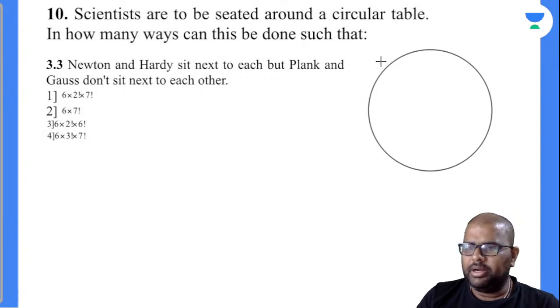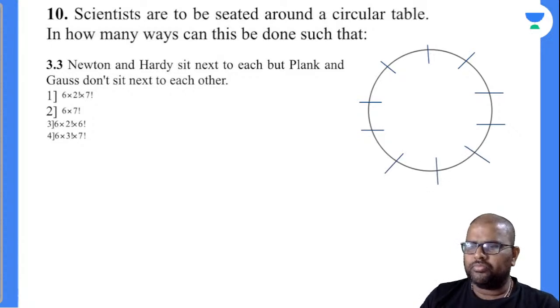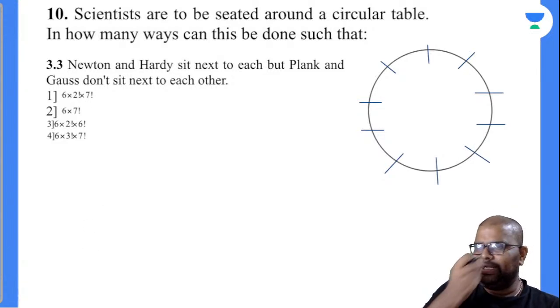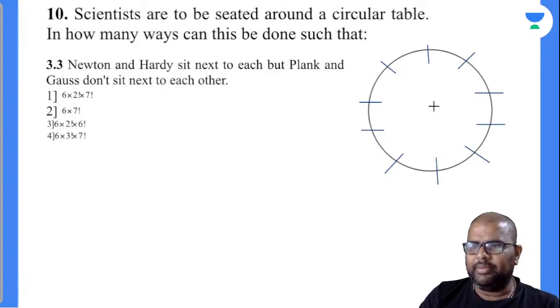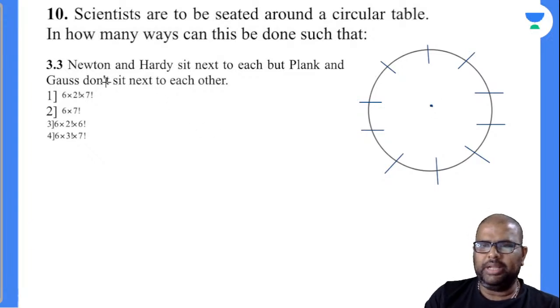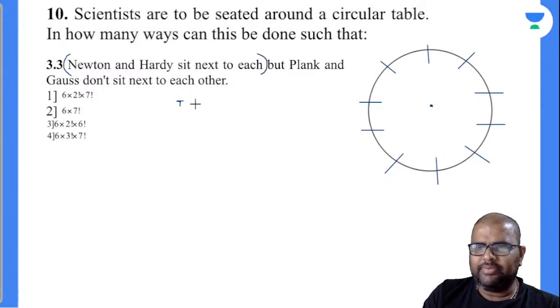So this is the circular table. Scientists are to be seated around a circular table. In how many ways can this be done such that Newton and Hardy sit next to each other, but Planck and Gauss do not sit next to each other? So we have a logic there, backward flip from total. First of all, I will take down this as total.